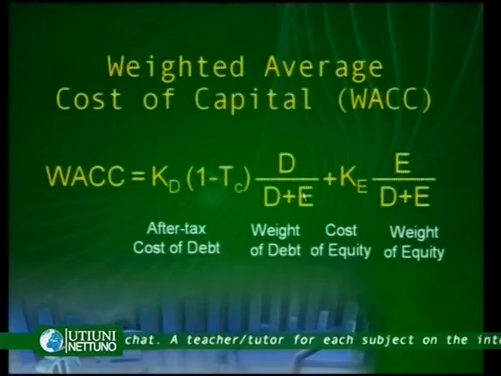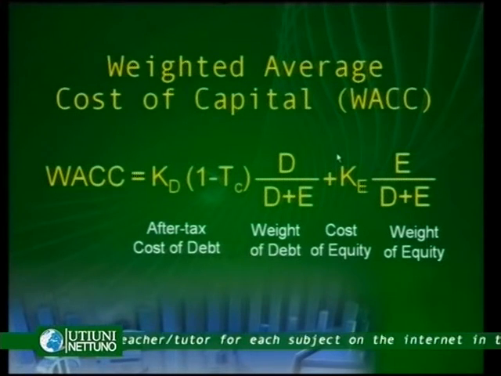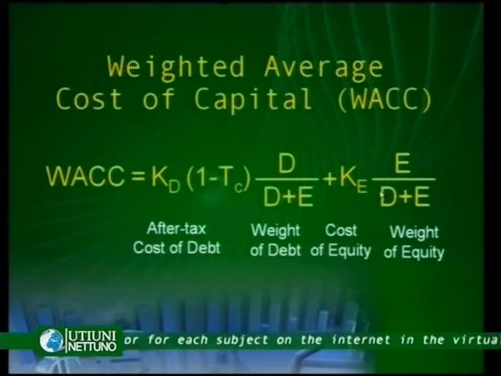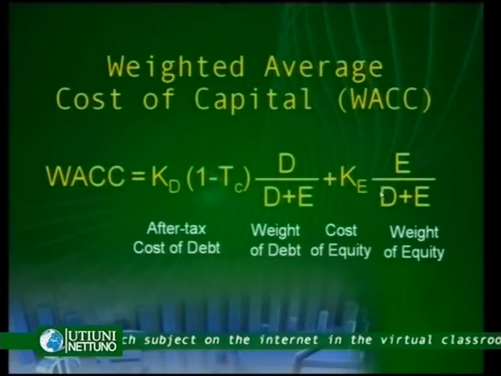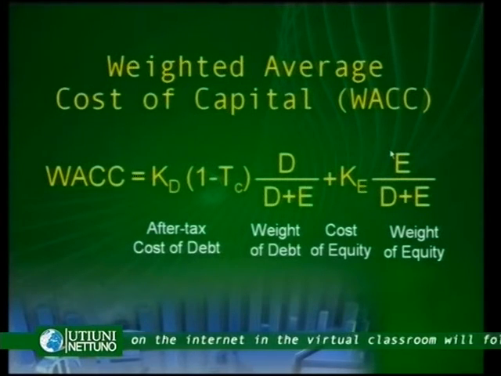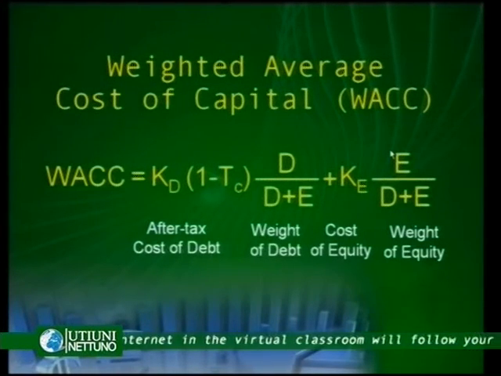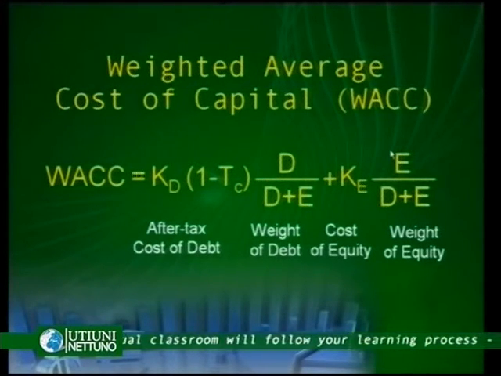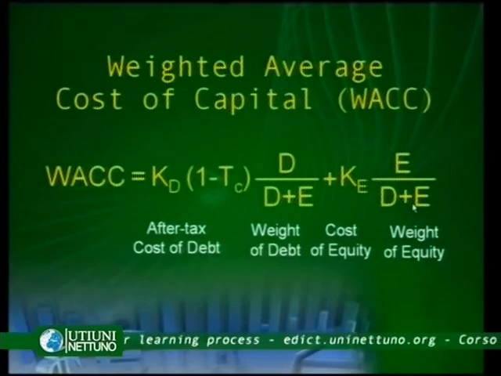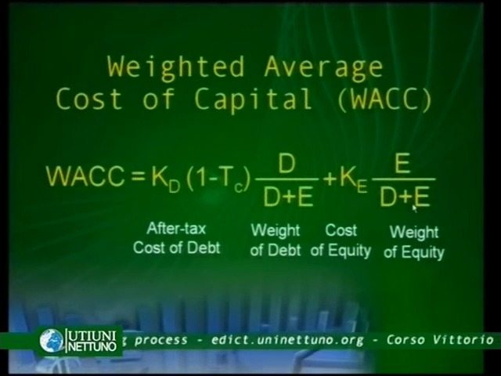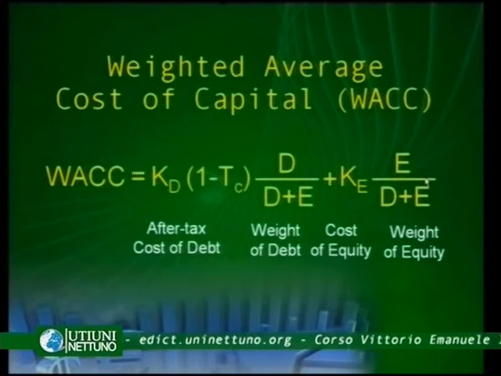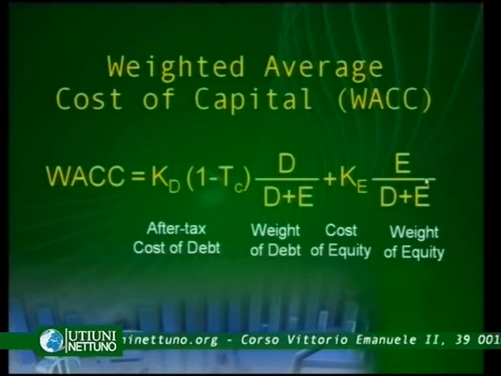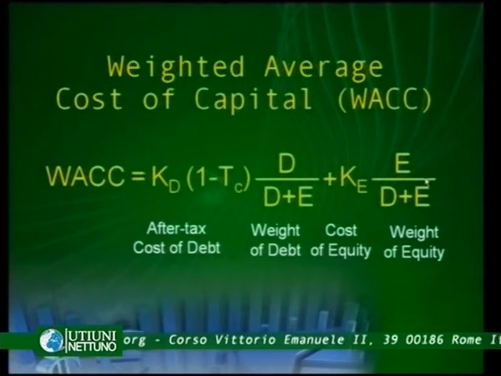and 600,000 of equity, the weight of debt on the total financial structure, or on the total financing need, will be 40%. KE is the cost of equity, calculated by the capital asset pricing model, and E over D plus E is the weight of equity over the total financial structure. So in the previous example, with 600,000 of equity out of 1 million of total financing need, the weight of equity is 60%.